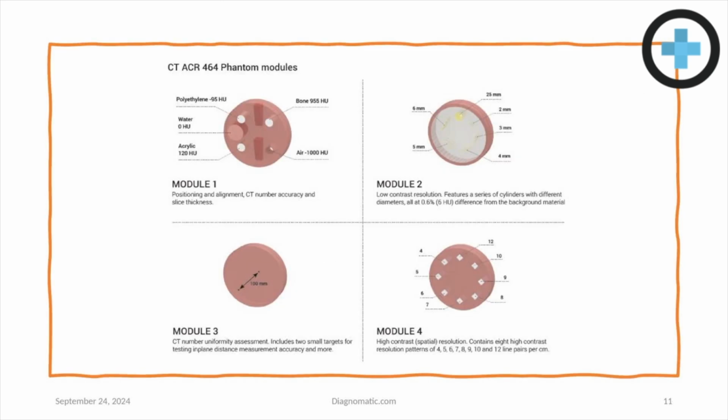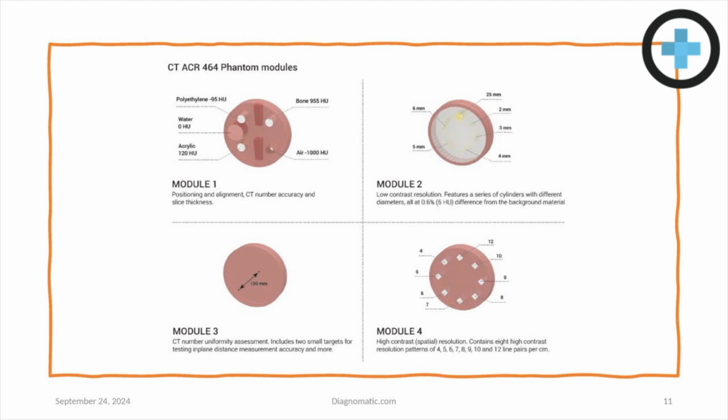So looking a little deeper here at these 4 modules. Module 1 is used to assess the positioning alignment, as we said, CT number accuracy, slice thickness. The background material is water equivalent. For positioning, the module has 1 millimeter steel BBs embedded, longitudinally at the center of the module and on the outer surfaces of the Phantom. They're at 3, 6, 9, and 12 o'clock positions.